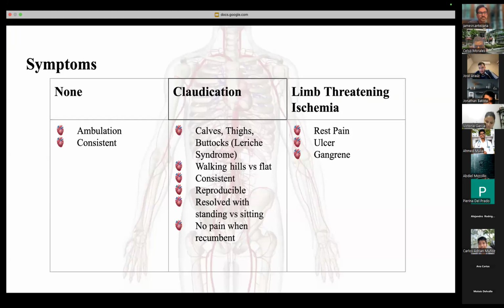Okay. So if the patient has no symptoms, they can ambulate consistently, there's no issues. If there's claudication, what is claudication? Let's see, Jose Arauz, what do you know? What's claudication in your book?